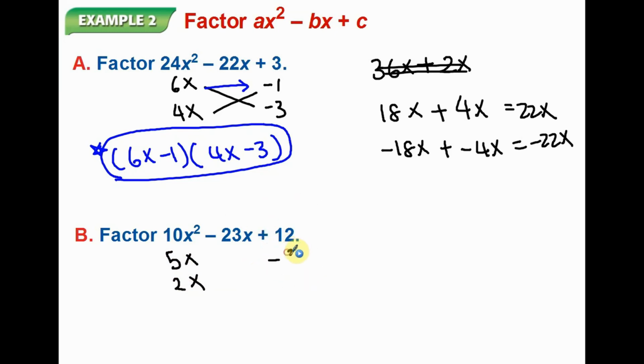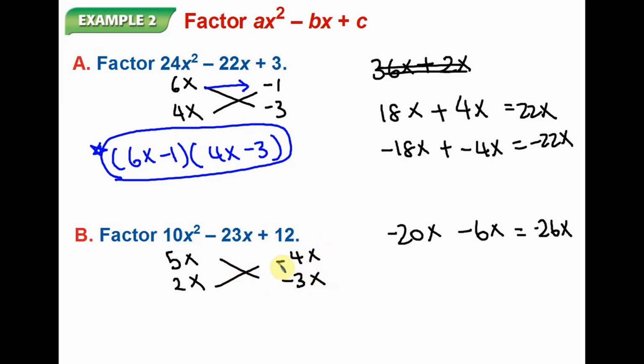Let's try with negative 3 and negative 4. When I cross multiply this, I'll get negative 20x. When I cross multiply 2x with negative 3, I'll get negative 6x. When I add them, I'll get negative 26x, which is not what I'm looking for. So let's try one more time. What if I had negative 4 on here and negative 3 on this side? This one makes negative 15x, and 2x times negative 4 will be negative 8x. And luckily on my second trial, I noticed negative 15x minus 8x will equal negative 23x.